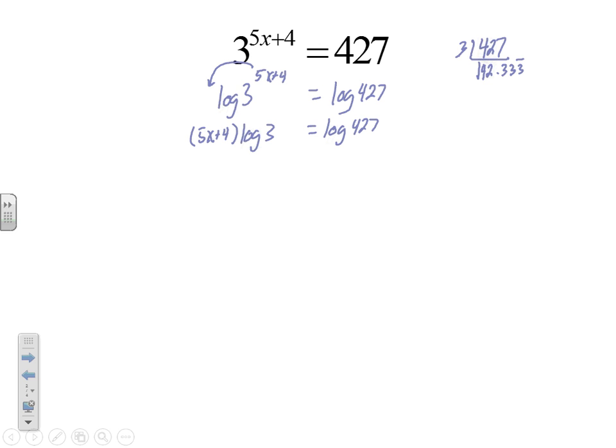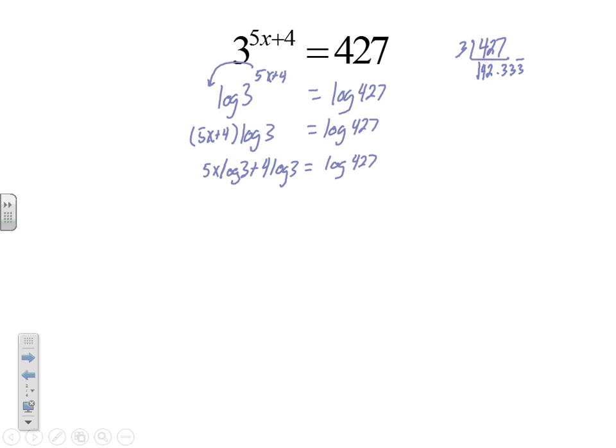But what I'm going to do is try to be consistent with the examples that I'm going to show you. If I do it one way for one problem and another way for another problem, then I have a tendency to lose students, and I don't want to do that. So I'm going to distribute the log of 3 into the parentheses, and I'm going to get 5 times x times the log of 3 plus 4 times the log of 3 to be equal to log of 427.